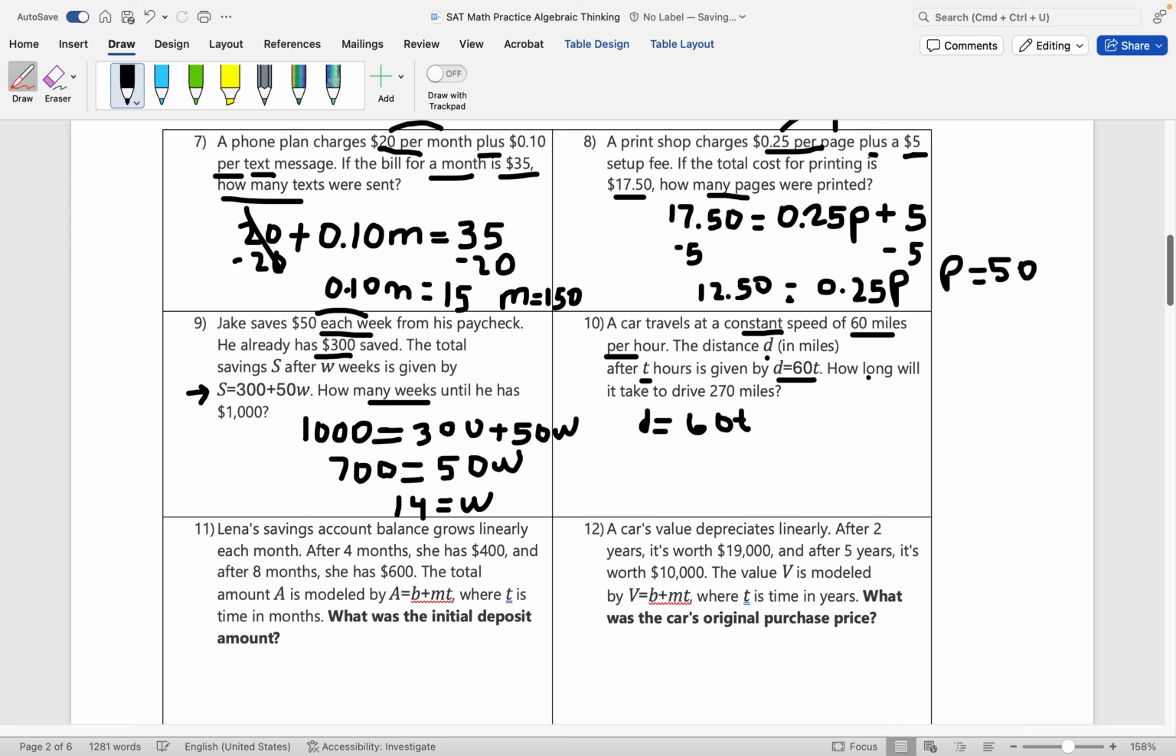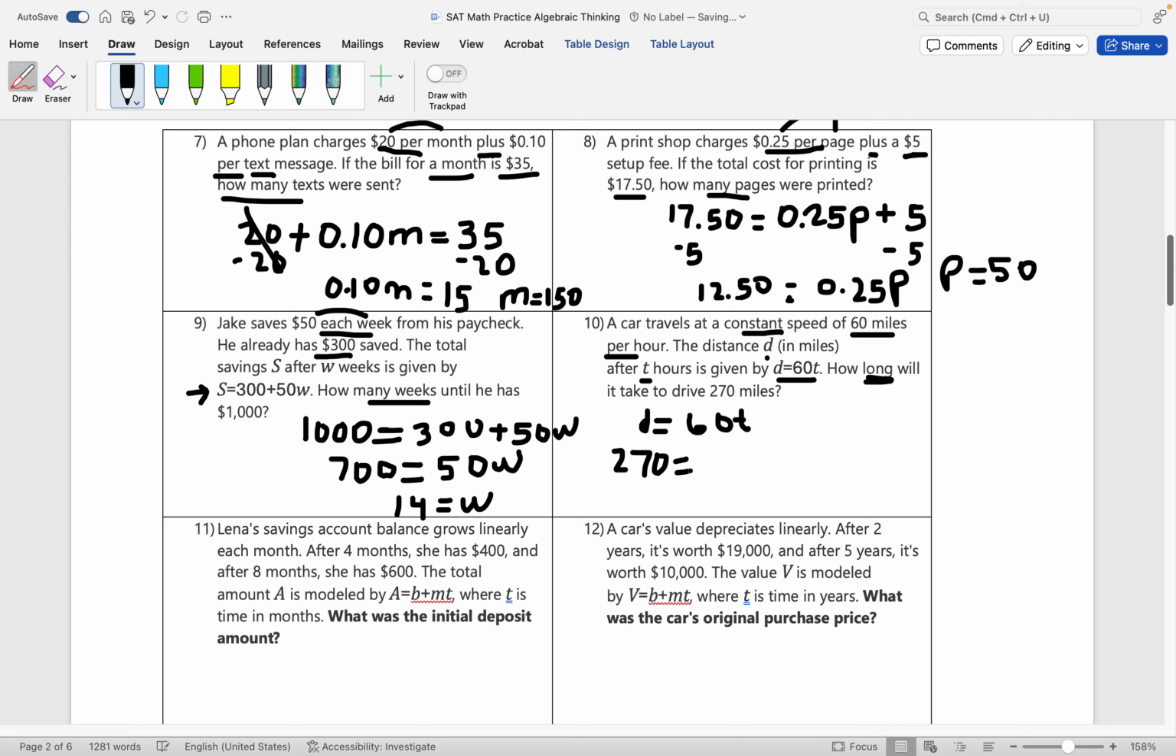How long? Long is time. So remember, how long? That's time. So they want time. Will it take to drive 270 miles? So they give you 270 miles. You need to substitute that. Miles is distance. So the D is going to be substituted for 270. And they want you to find T because T represents time.